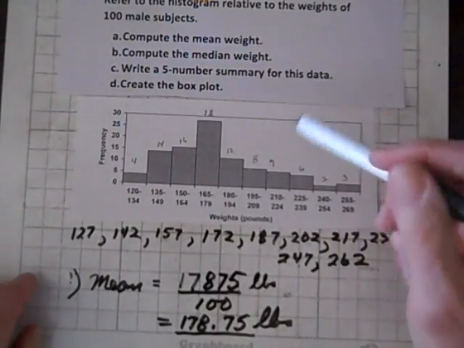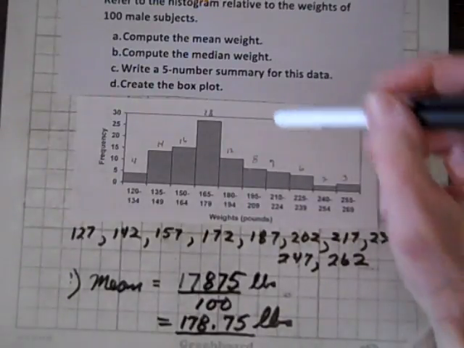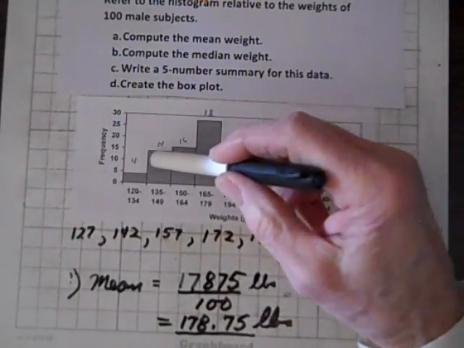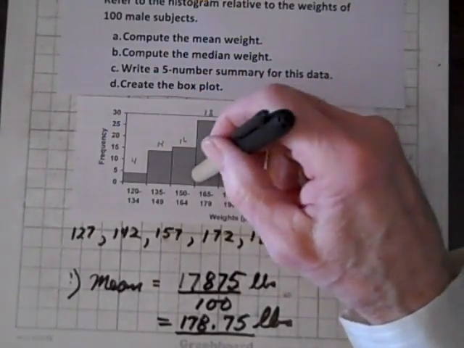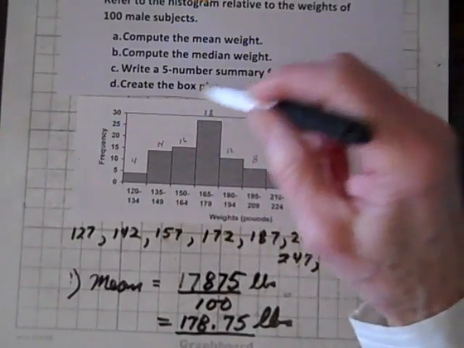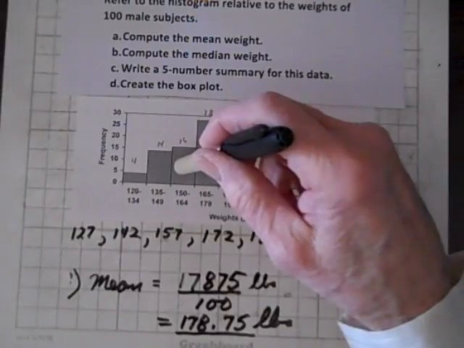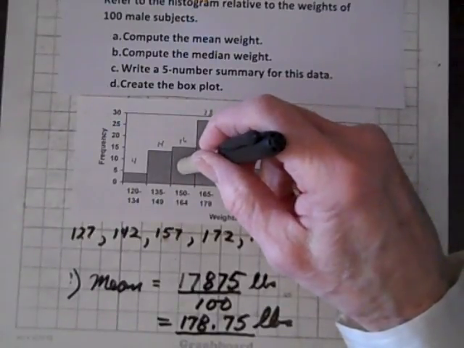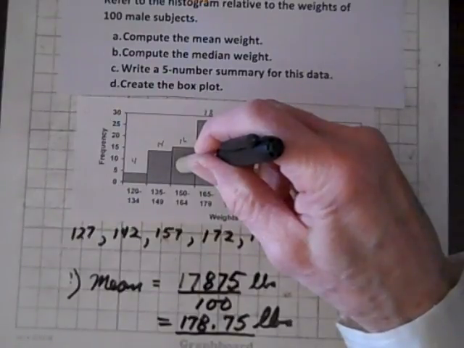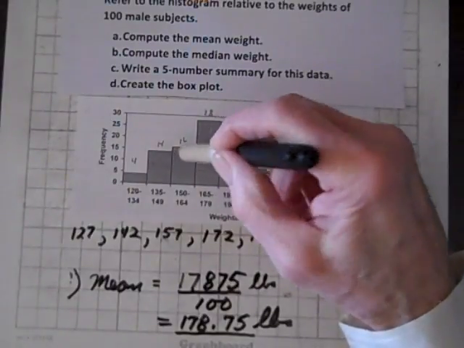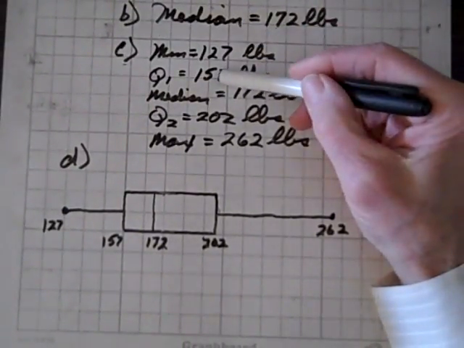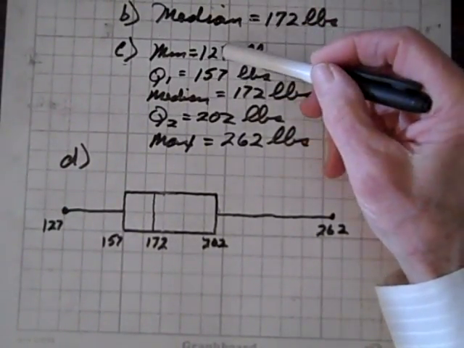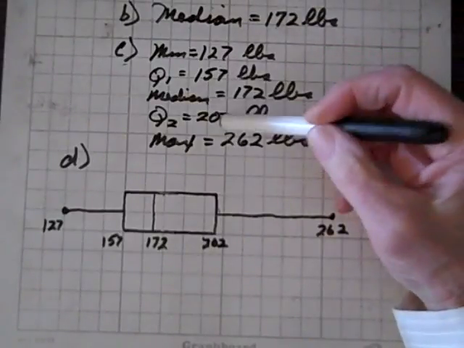And next, we have to come up with the lower quartile and the upper quartile. Well, the lower quartile is the average of the 25th and the 26th individuals in order, and both of those can be found in this third interval or this third bin, and that median weight is 157 pounds. So that's our lower quartile. So we've got the median, the minimum, the lower quartile, the maximum.